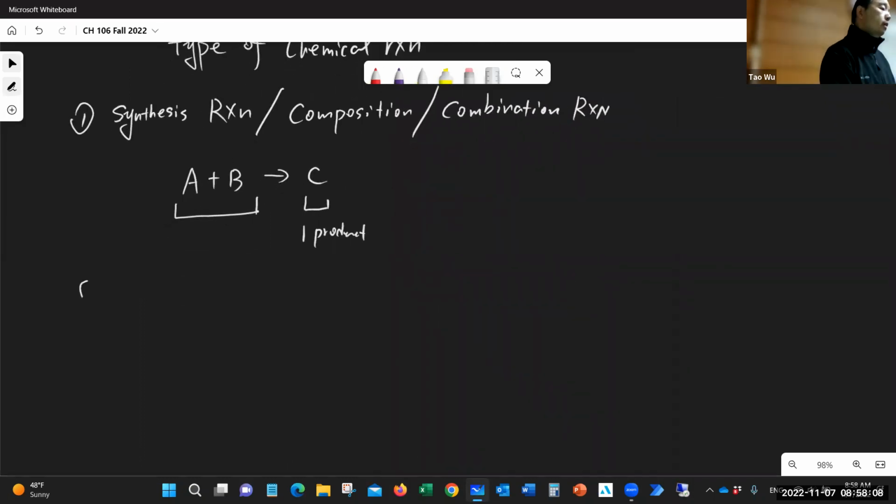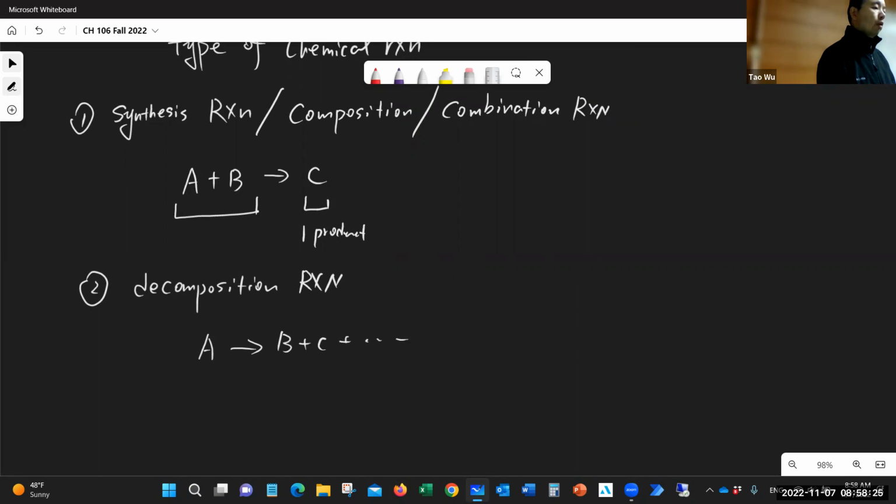And the second one is called the decomposition reaction. We have A, and then it's going to form B plus C and more things. So generally, this one only has one reactant.